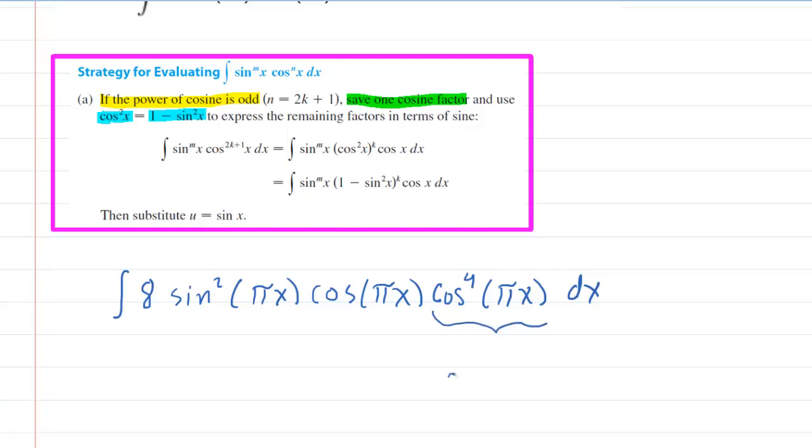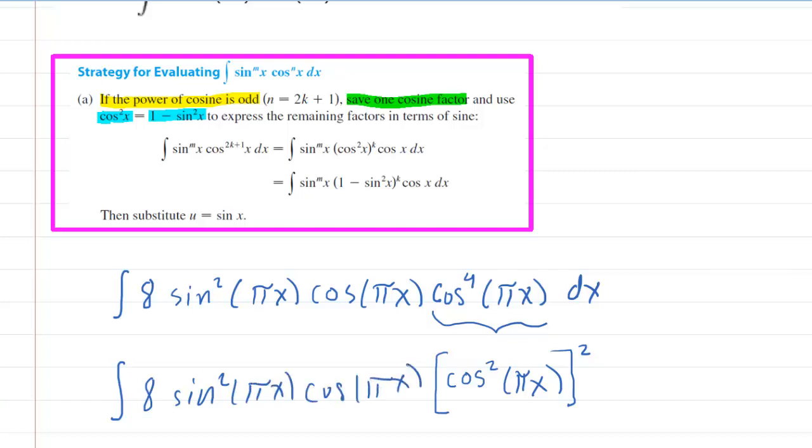So we're going to take cosine to the 4th of pi x and write it as cosine squared of pi x, and then that whole term would be squared. The reason that works, of course, is because when we raise a power to another power, we multiply those powers, and 2 times 2 would still give us the cosine to the 4th of pi x. So this is just a clever little way of rewriting the cosine to the 4th of pi x. We'll copy down the rest of what we have.